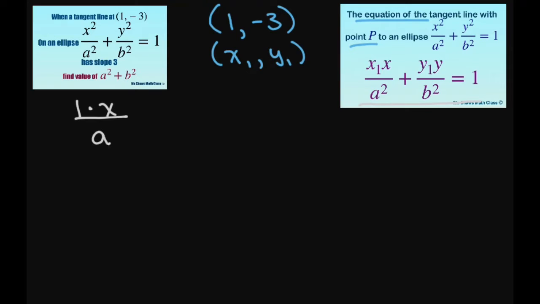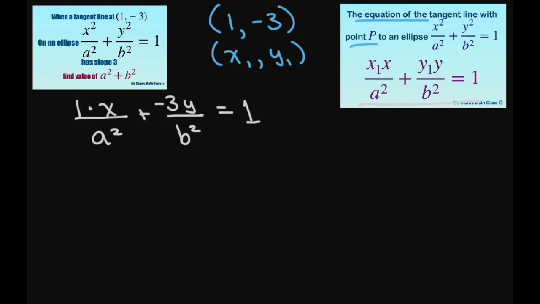Alright, this is our formula for an equation of the tangent line at point P to an ellipse. So basically we have point P, which is (1, -3). That's going to be your x sub 1 and your y sub 1. So we're going to fill this formula out, and that's going to be 1 times x divided by a squared plus -3 times y divided by b squared equals 1.